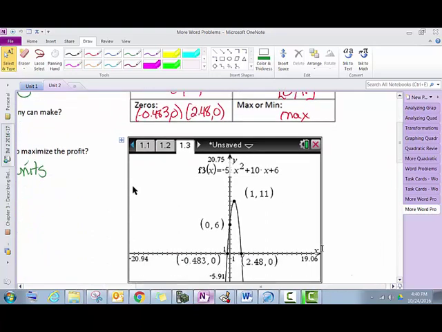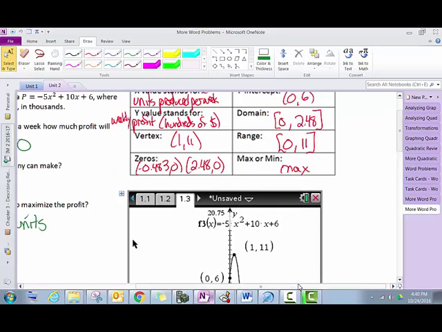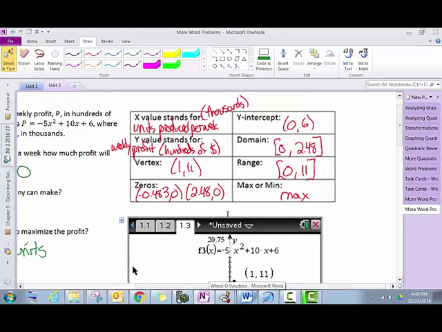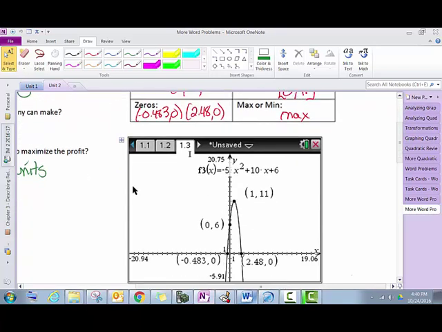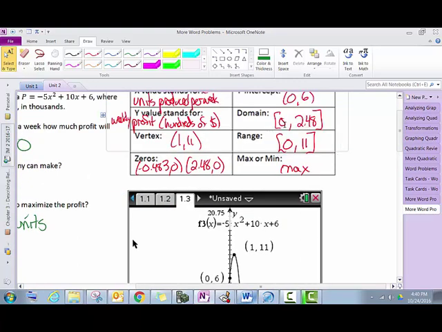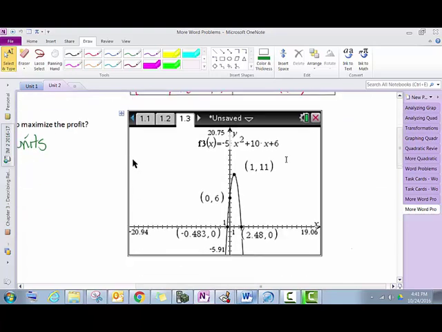And I guess let's look at what makes sense for the domain and range. So we're talking about x is units produced per week. Well, can we produce negative something? Of course not. So the lowest value we can produce is 0. We can produce 0 something. We just don't make them. So it's a bracket on 0.